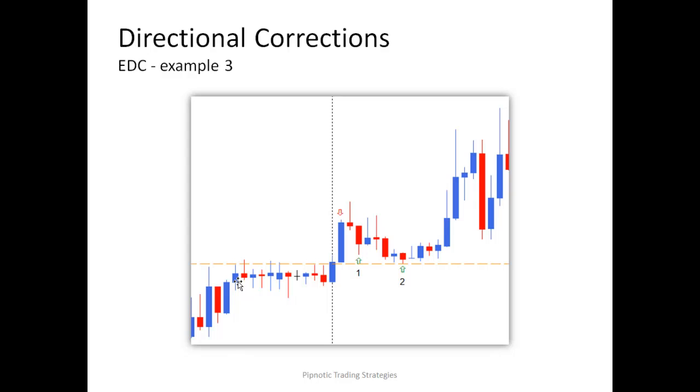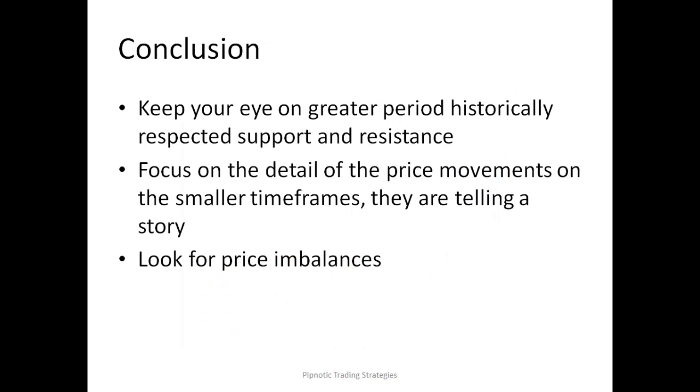Have a look at another example. We can see that price came up to this level here, and it kind of hovers, it sticks to this level, just below this level. Price finally breaks higher. We have a price imbalance. Then we have our first swing and our second swing precisely to this level before price continues higher.